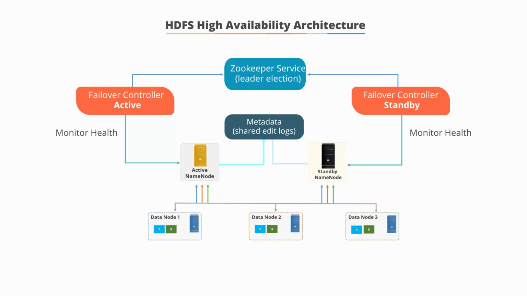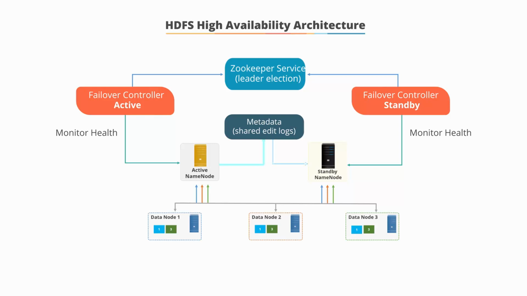The standby node reads the changes made to the edit logs and applies it to its own namespace in a consistent manner. In the event of a failover, the standby will ensure that it has read all the edits before promoting itself to the active state. Note that this is a manual failover process which has to be performed by an admin.